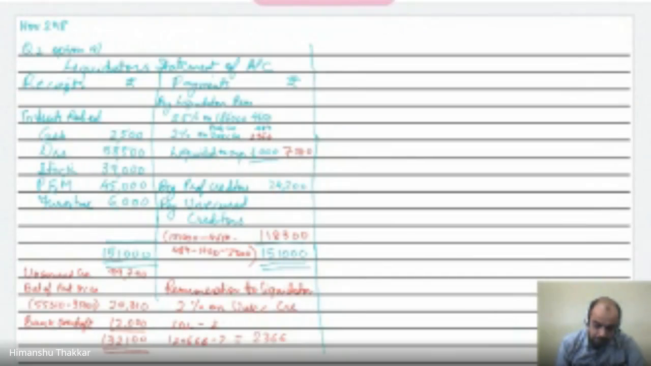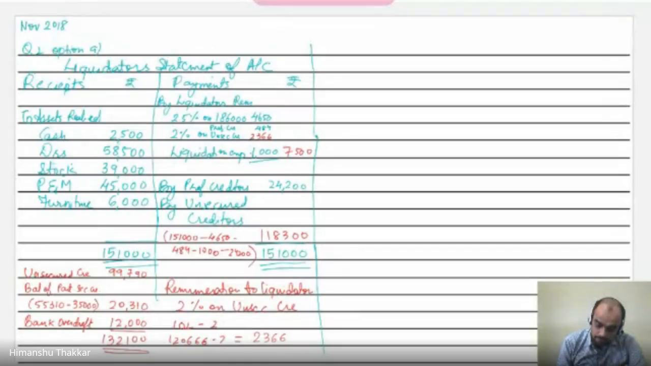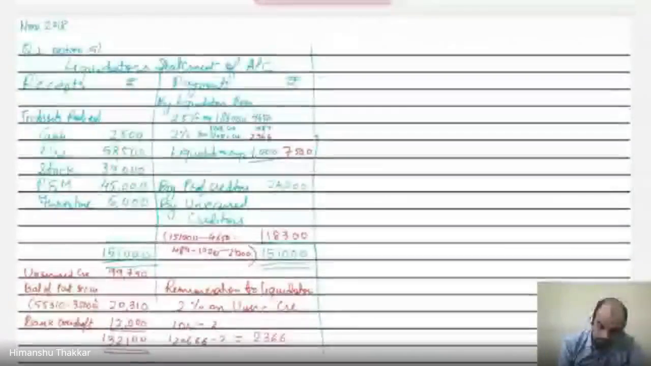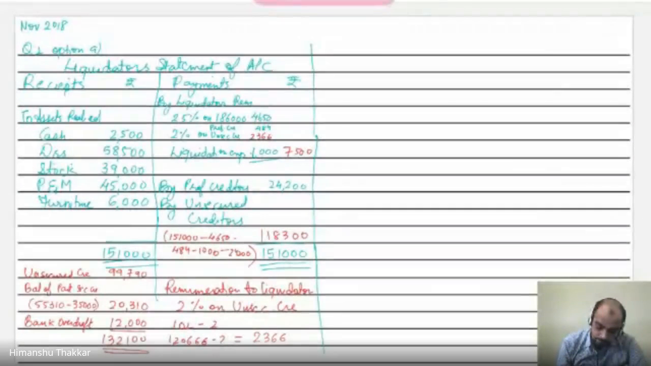But they have also written a point that face value remains the same, that is 100. So value of equity shares will be 7,500 into 100. So that will be 7,50,000.